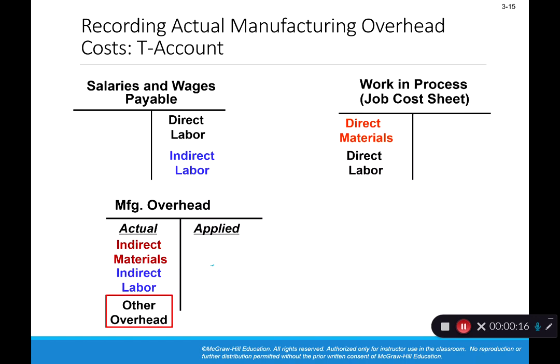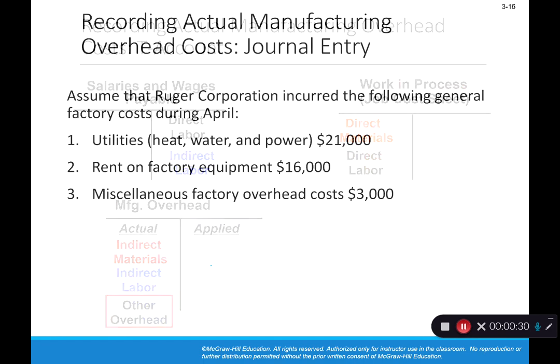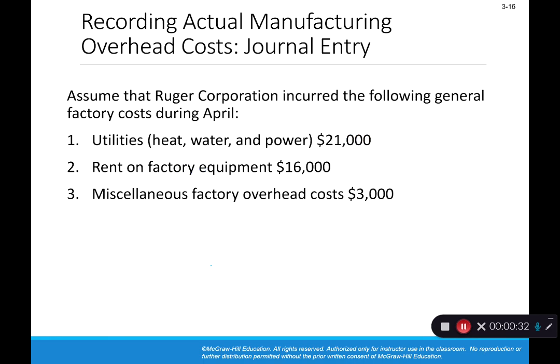So the other overhead would be things like factory rent, factory depreciation, and any other factory-related cost that isn't an indirect material or indirect labor cost. So in this example, we have utilities for the factory of 21, rent for 16, and miscellaneous overhead of 3. So we need to shove all of that into our overhead T account.